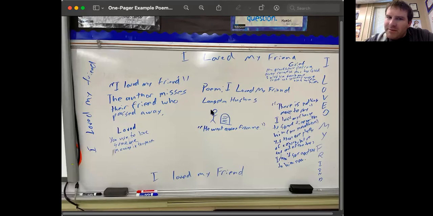We drew an image from the poem. As you can see, a stick figure will suffice, and that's supposed to be a tombstone. I captioned it with, "He went away from me." So that was drawing an image from the poem and captioning it. You create a border using a keyword or phrase, or key line or phrase. That's what we did with "I Love My Friend."